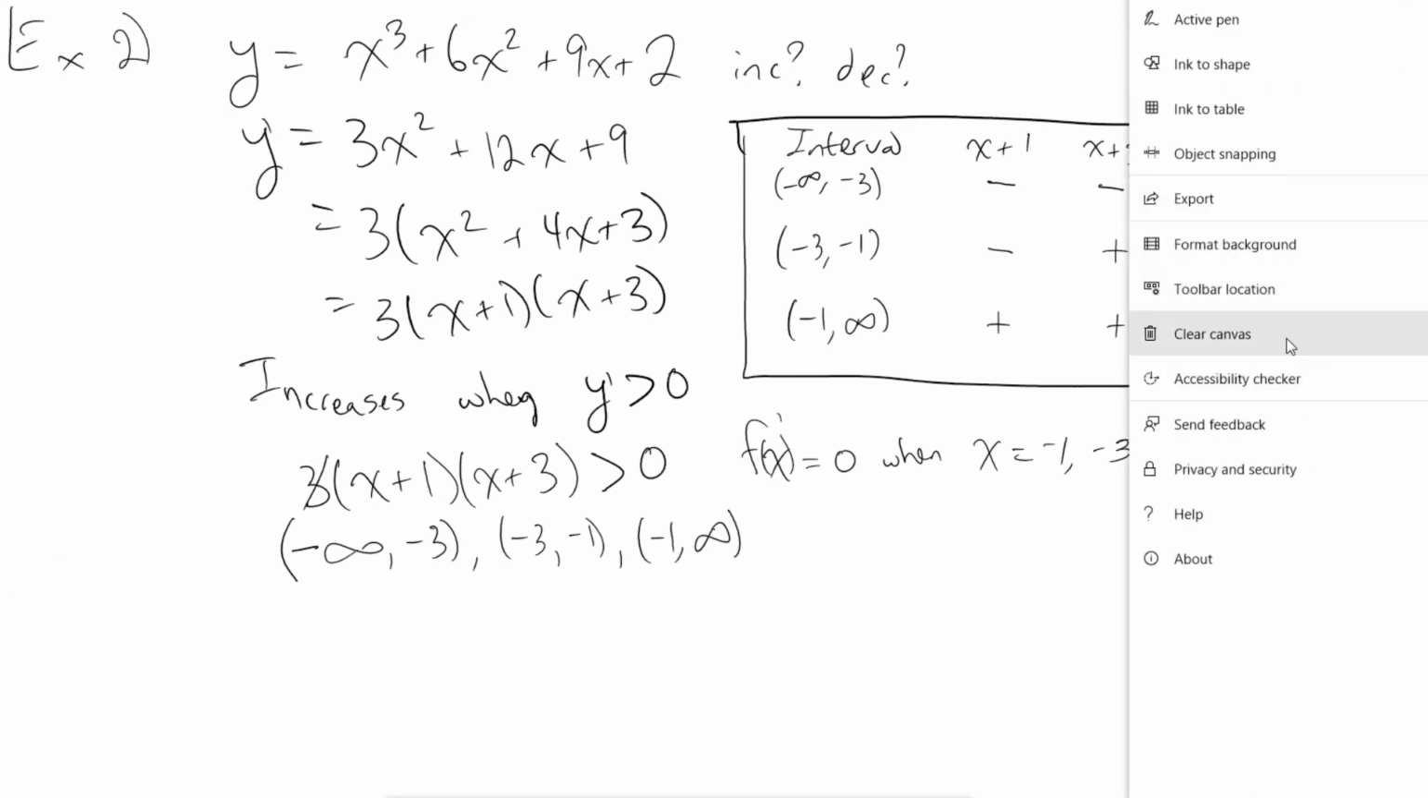Moving on to example number 3 now. Using our graph. They say to use the graph, though. So we could do that.